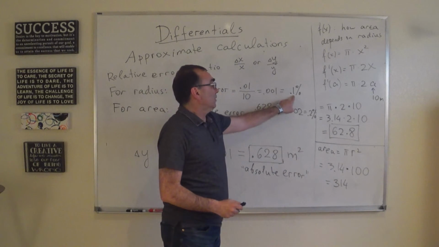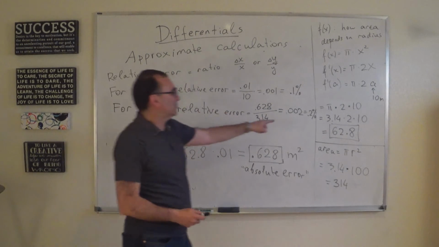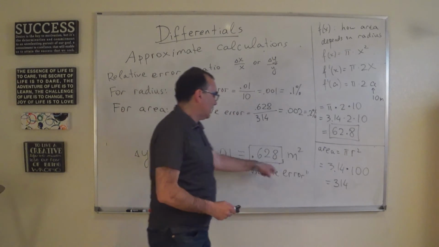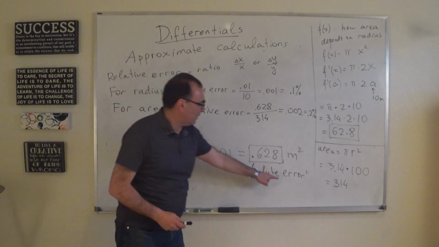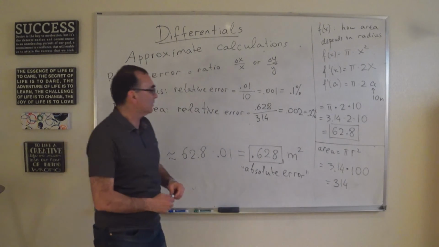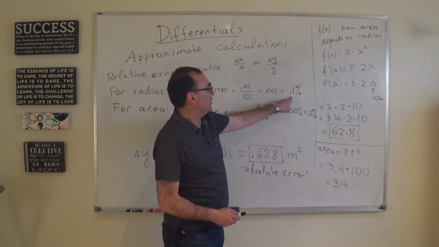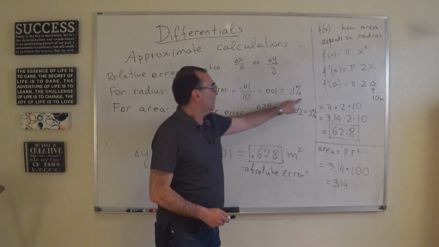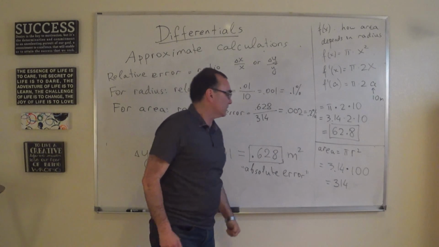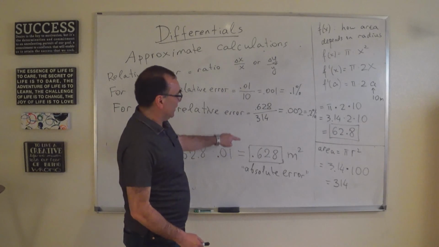So what it means is that a 1/10 of a percent error for the radius brings a 2/10 of a percent error for the area. So even though the absolute error for the area looks like a large number, almost a full square meter, when you divide and get the relative error, it's pretty small. In fact, it equals twice the relative error of the radius.